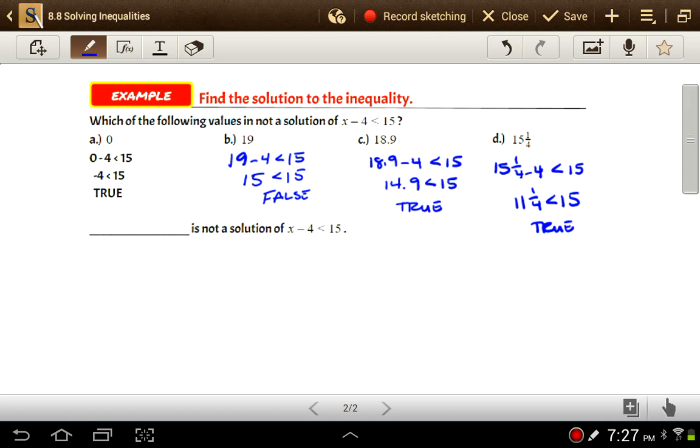So what is my answer? Well, you've got to be careful here. A lot of you would say A, C, and D, but the question is asking for which is not a solution. Only B is the false one. So the answer would be B, 19. That is the one that is not a solution of the ones I gave you. Okay? Now I'd like you to pause the video, go ahead and do the guided practice, and discuss those answers with your partners before moving on and checking your answers in this video.